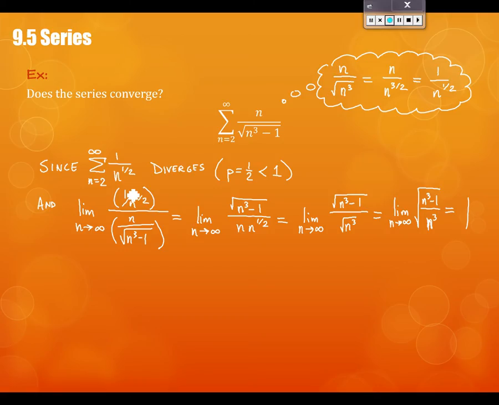All right. Wait. Hold up. So, we need to say that 1 is in the open interval 0 to infinity. So the series diverges. Excuse me. By what? By the LCT. Yeah, that's right. That's what we were doing.